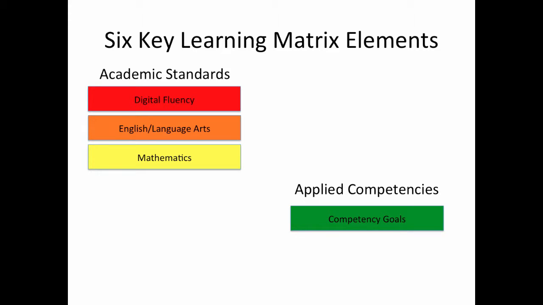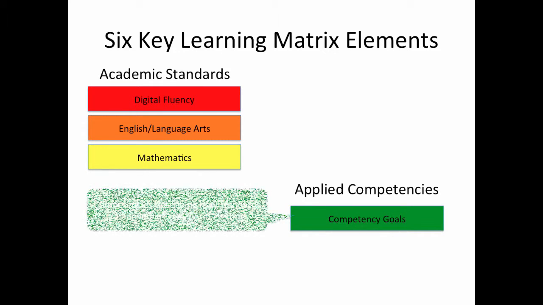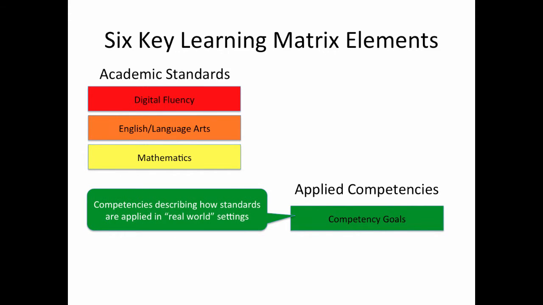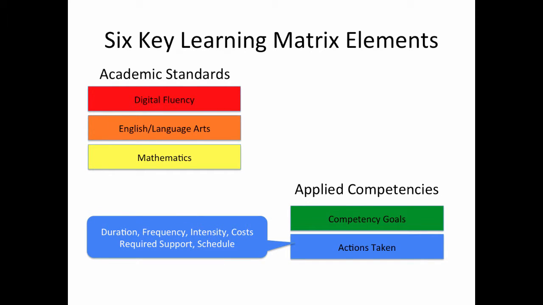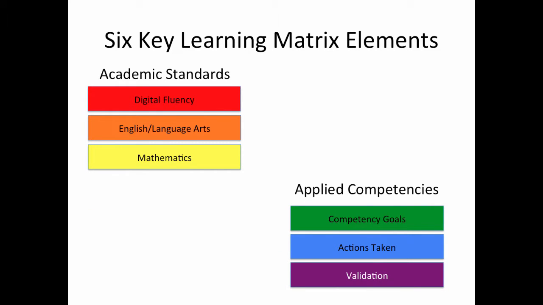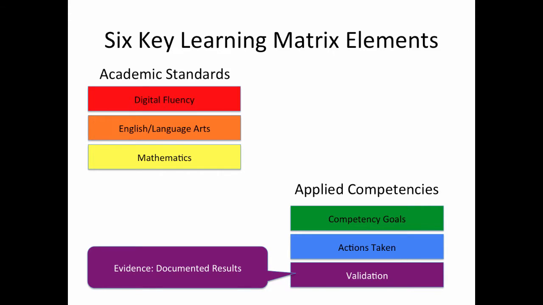But equally importantly, we expect to see evidence about the competencies. That's how these standards show up in the real world, is what people expect you to be able to do with those standards in settings that matter. And it's very important to know the actions that were taken, over what duration, what frequency, with what intensity. What was the work that was done to create the competencies? And finally, we need to validate that through evidence. What evidence is submitted? What's the documentation to show that these new competencies have actually been achieved? That's where the learning matrix comes in.